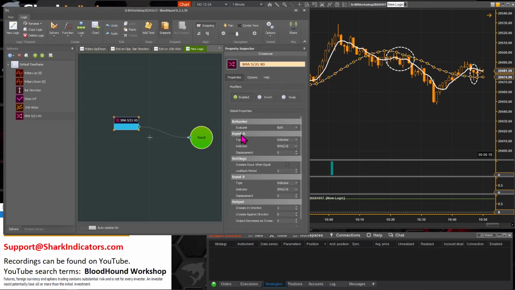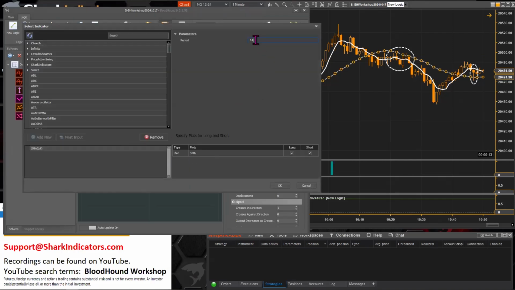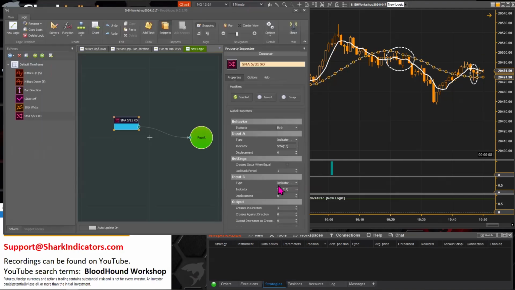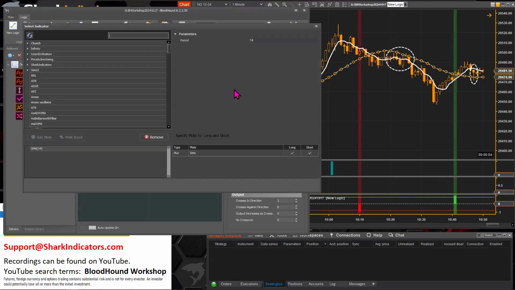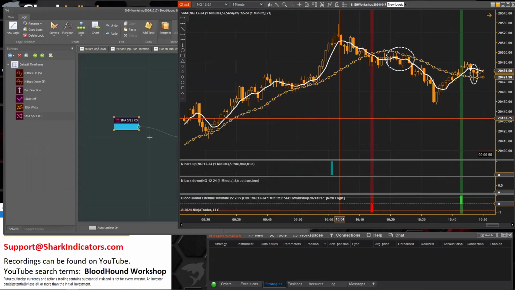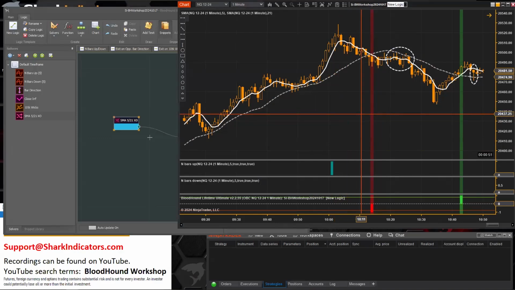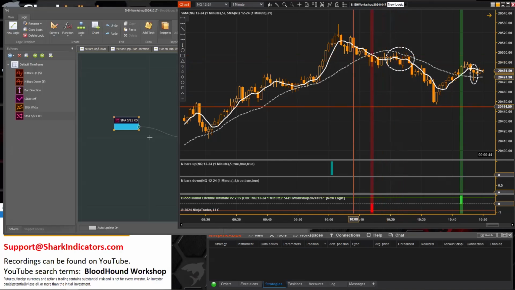So let's go into input A and we'll change this SMA to the 5 period. Click OK. Go into input B and we'll switch this over to the 21 period. Like so. All right, so there's our base setup conditions there, the crossover conditions. And so now we need to look for this pullback situation here.